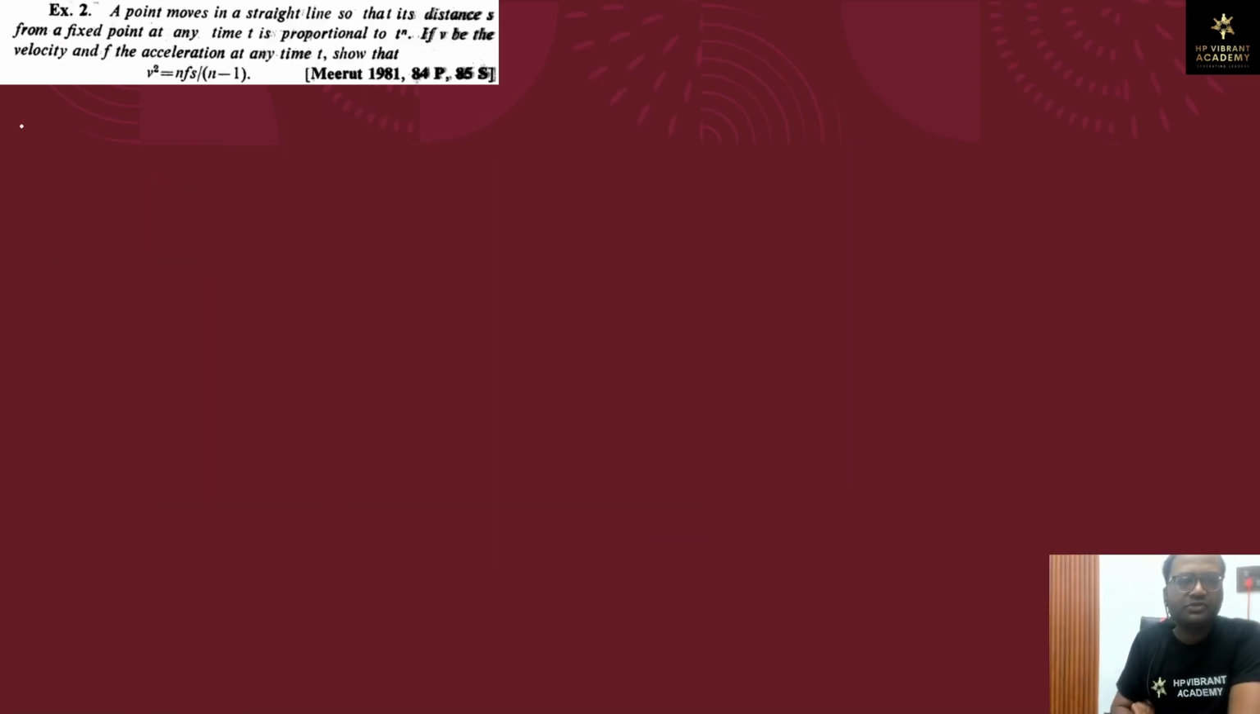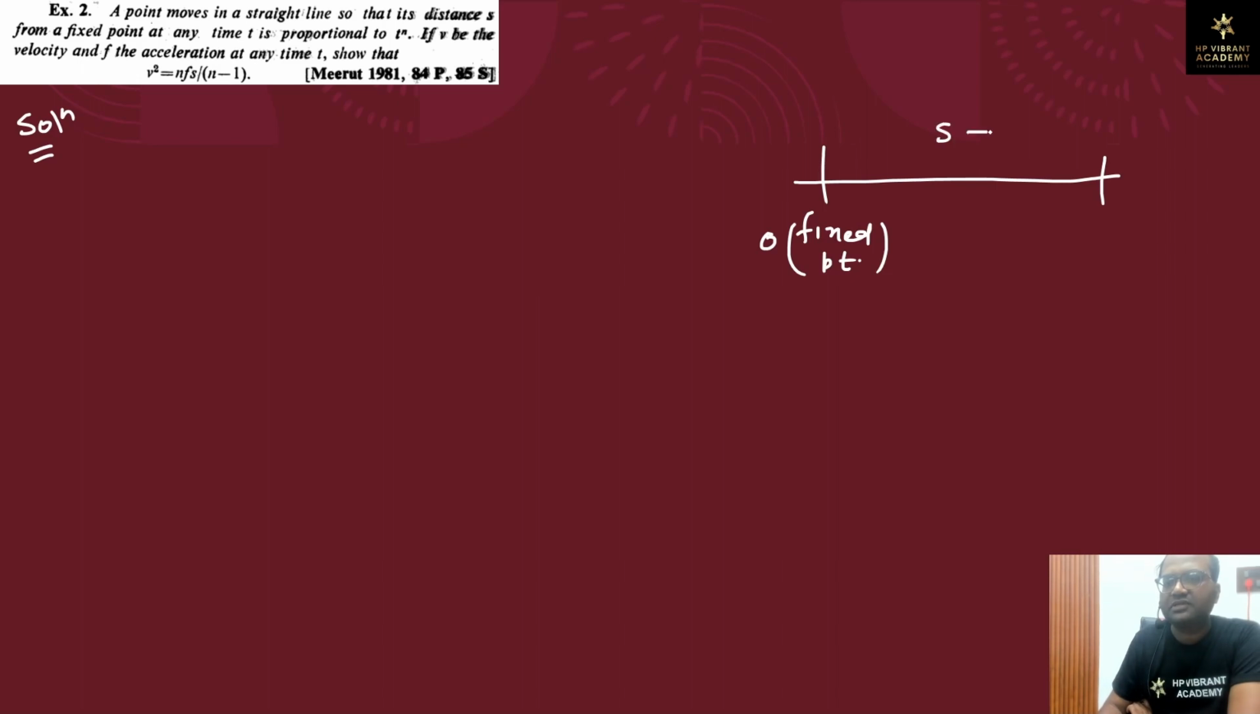So what is given in question number 2? A point moves in a straight line so that its distance s from a fixed point. So we have a fixed point, so let us consider this as origin. So we have a distance s from the fixed point. This is our position of the particle P. And what is given in the question? That distance s from the fixed point at any time t is proportional to t to the power n. s is proportional to t to the power n. s is equal to k t to the power n.